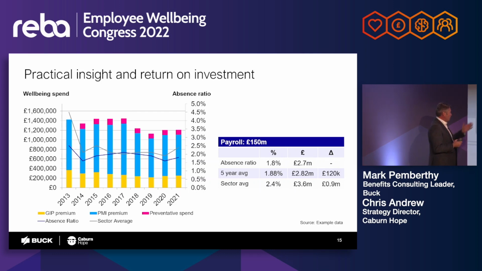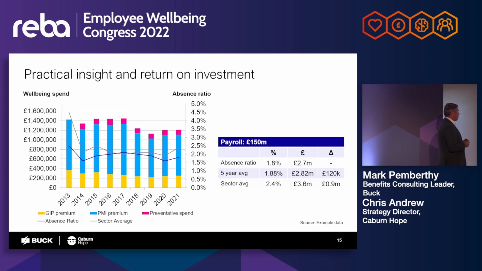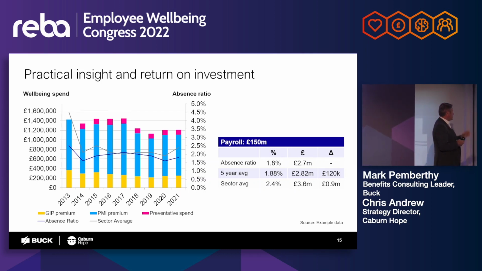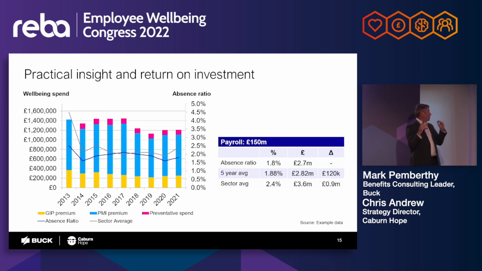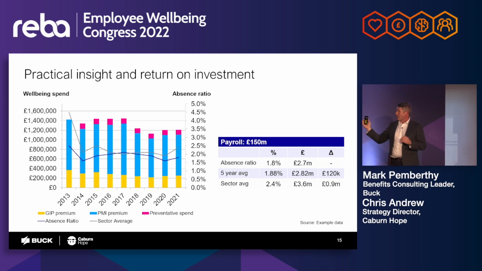For example, in this case, this is anonymised, slightly dummied client data, but payroll of £150 million, absence ratio is 1.8%. So your cost of absence in the workforce is £2.7 million. Over the 5-year average, though, that's improved by 0.8%. So it's £120,000 of direct absence improvement if you're measuring that. And there's great sector data available from, for example, CIPD.